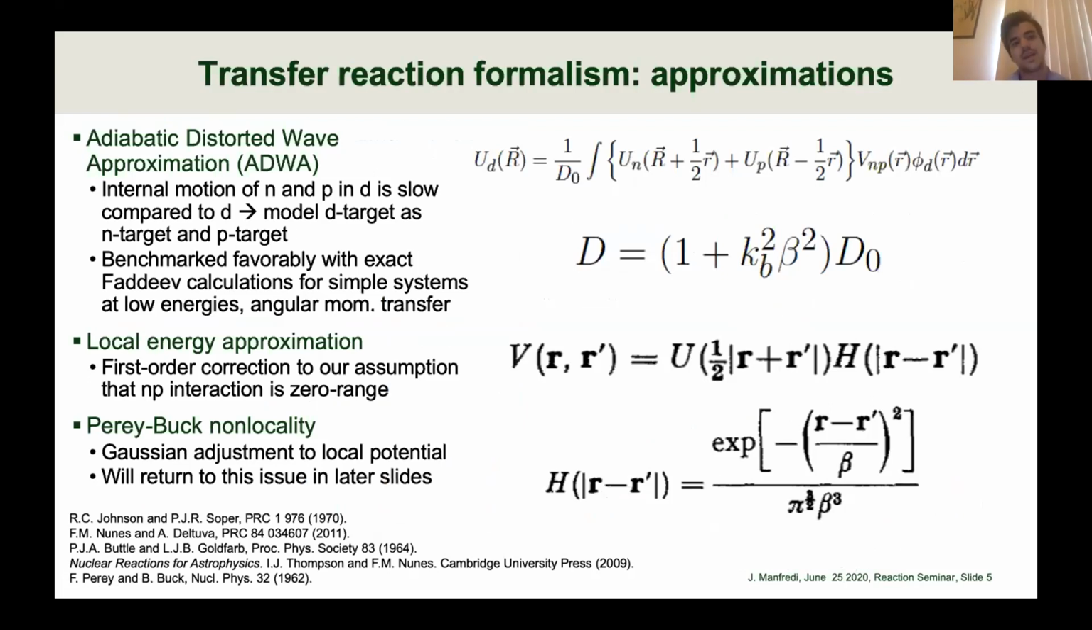We also make a variety of approximations. So first of all, the adiabatic distorted wave approximation, or ADWA, basically what we do is assume that the internal motion of the neutron and proton in the deuteron is slow compared to the motion of the deuteron.